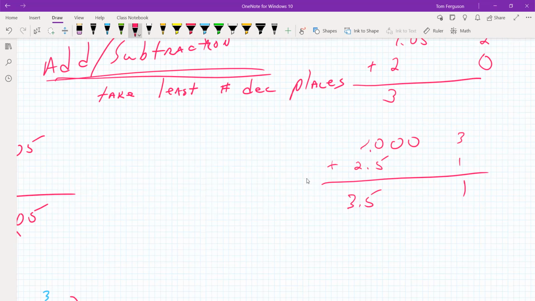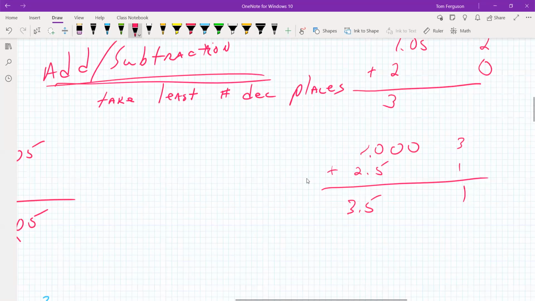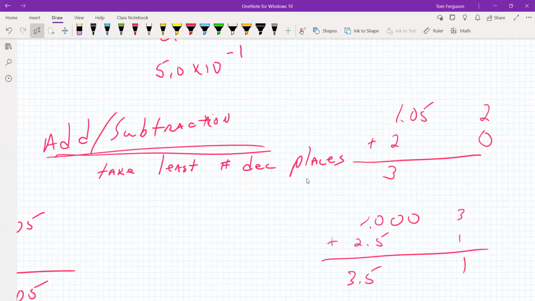So on the example, it said 1.05 plus 2.00. Does 2.00 count as decimal places? Yeah, exactly. Why on the first one is it 1.05, but on the bottom it's 2.5? Right. The first one had no decimal, which is smaller than 2. So 1 is smaller than 3.